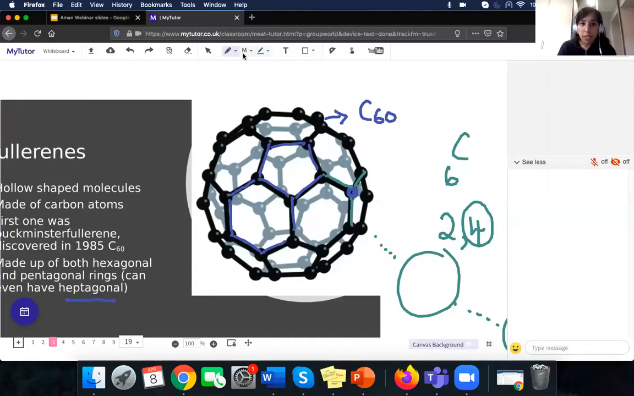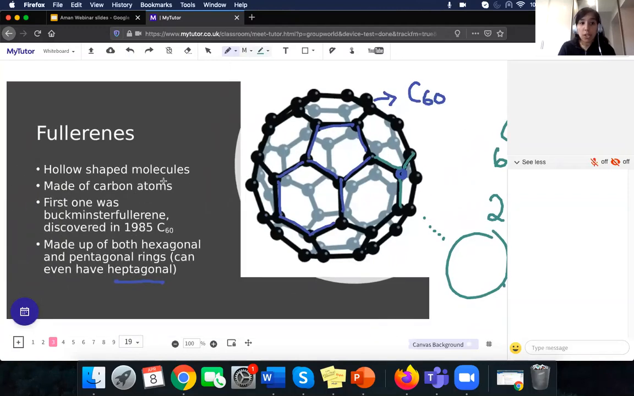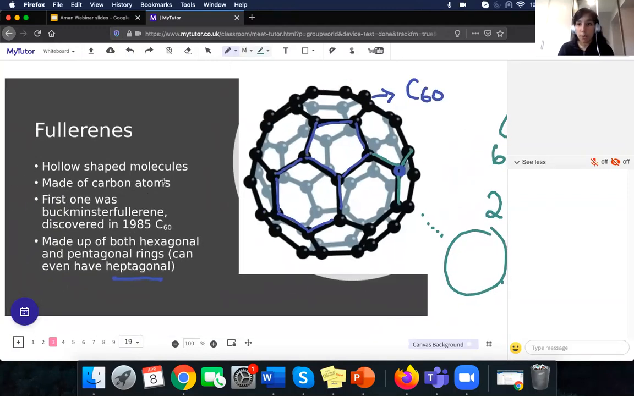What are fullerenes? That's a very good question. So fullerenes are hollow shaped molecules. They're made of carbon atoms. They're very similar to graphite. So they're completely made of carbon. If you imagine a layer of graphite, that is almost what a fullerene is. And they're arranged in a football shape. There are new shapes now as more are being discovered. But the first one that was discovered was Buckminster fullerene, which is the one on the screen.